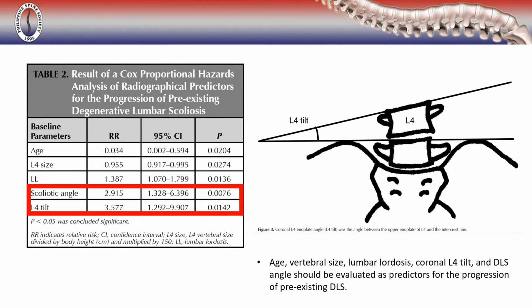Now, they also looked at risk factors for progression in patients with pre-existing degenerative scoliosis. And they noted that younger patients, decreased lumbar lordosis, increased scoliotic angle, and an increased L4 tilt were all significant predictors for progression. The authors explained that younger age reflects a higher level of physical activity, therefore increasing mechanical stress to the spine. A decreased lumbar lordosis, which was also associated with an increased risk of sagittal imbalance, was also reported as a risk factor. An increased scoliotic angle as well as the presence of an increased L4 tilt were among the two most significant predictors in the progression of pre-existing degenerative scoliosis.